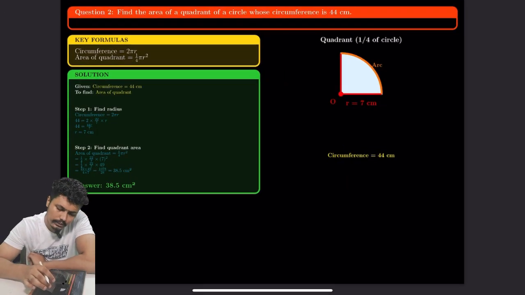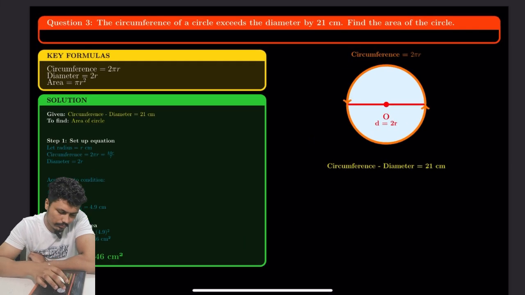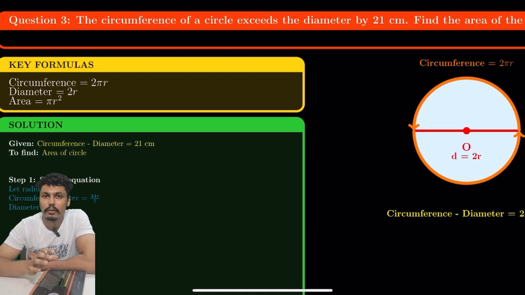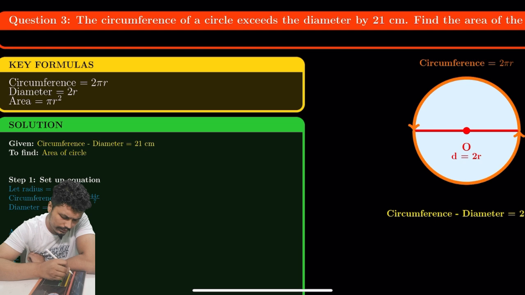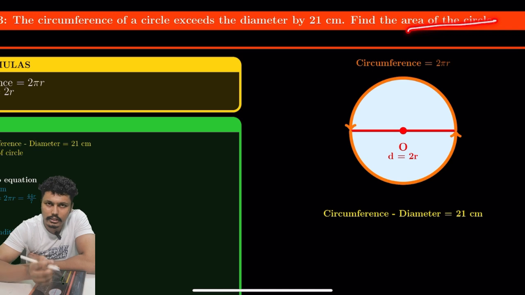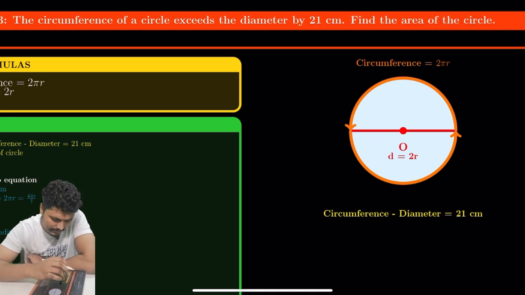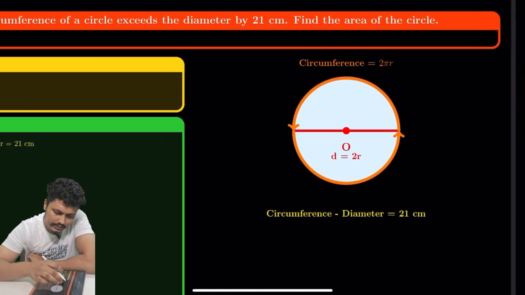Okay. Let's go to question number 3. First thing is given, second what to find out, third the formula. We'll only use this. The circumference of a circle exceeds the diameter by 21 centimeter. Find the area of the circle. It is very easy. What does the question say?